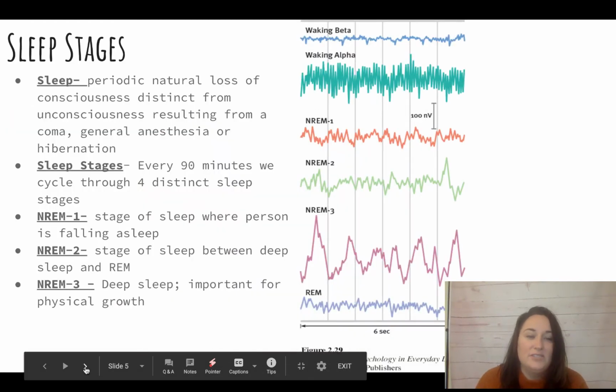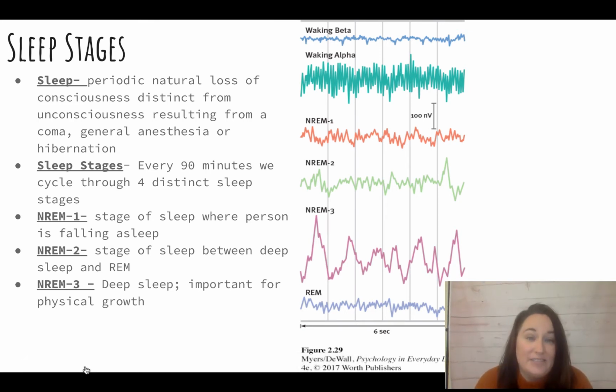So the stages of sleep we're going to go through. But first, what is sleep? We define it as periodic, natural loss of consciousness. I know it sounds weird. It's distinct from just being unconscious, resulting from, let's say, a coma or being under anesthesia or being passed out, right? You are in sleep. It is a certain specific state of being unconscious. And you go through these sleep stages that we're going to explain.